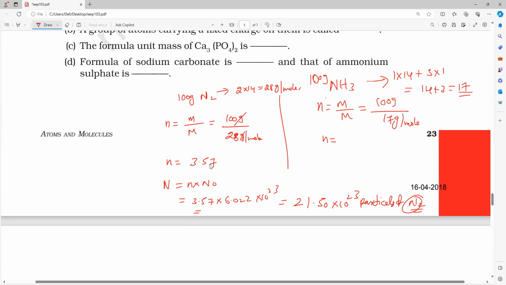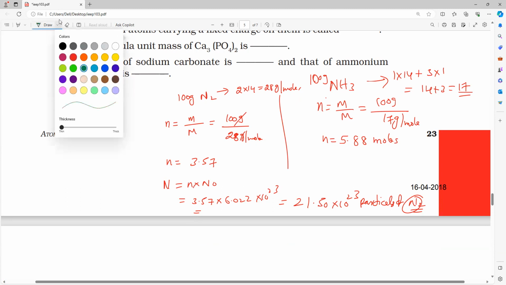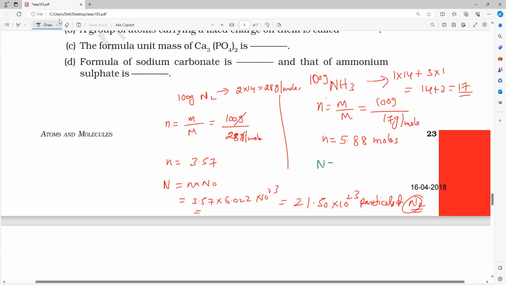100 divided by 17. 5.88 moles. Okay, very poor. Alfin, are you solving? I'm calling you only. Number of particles is equal to number of moles into Avogadro number. So do it, everybody. 5.88 into Avogadro number, 6.022 into 10 power 23. So solve it and tell me how much it is.